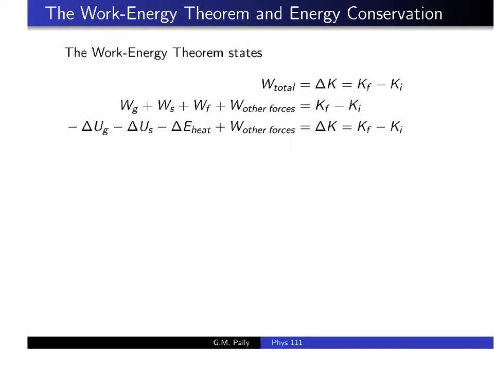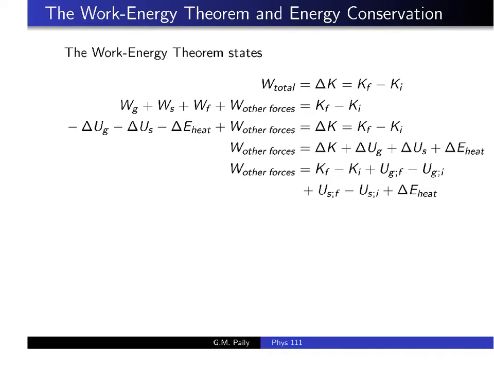So we know that since gravity is a conservative force, we can replace it with negative delta U. Since the spring force is also a conservative force, we can replace the work done by the spring force by negative delta U_S. The work done by friction, we just said, could be replaced by negative delta E heat, and we leave the work done by other forces alone. And so now moving all these to the other side, we have work done by other forces is equal to change in kinetic energy plus change in gravitational potential energy plus change in spring energy plus the heat released.